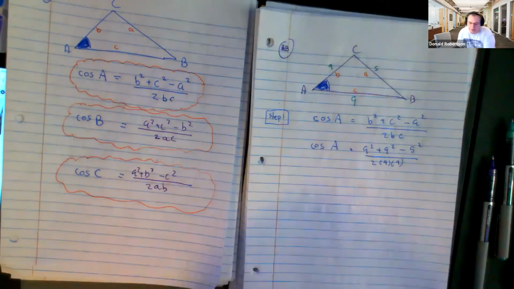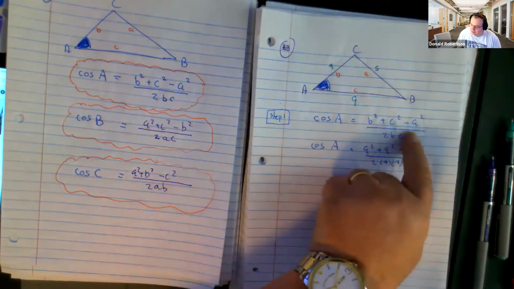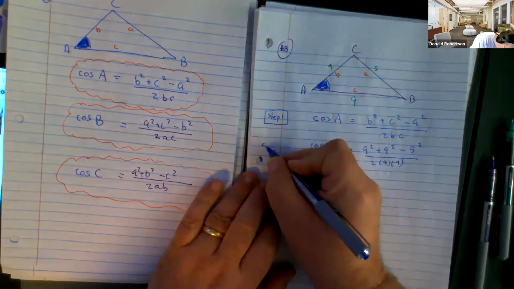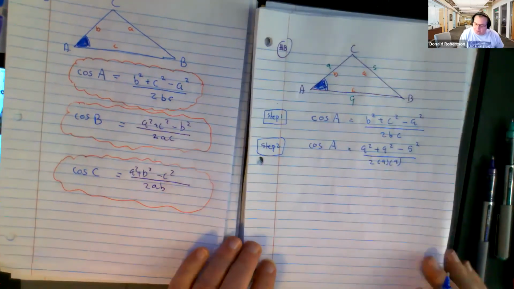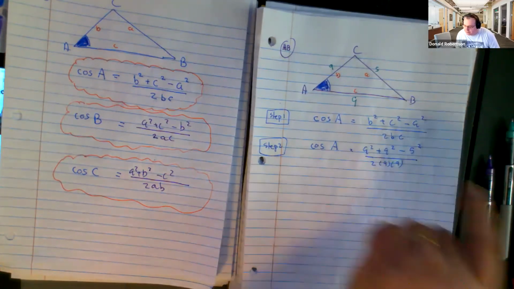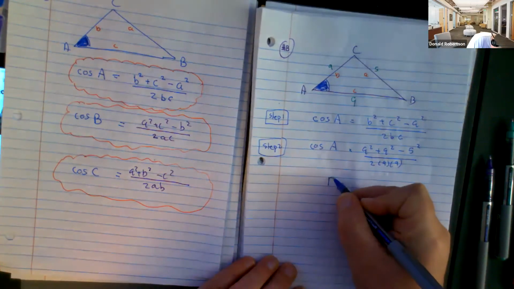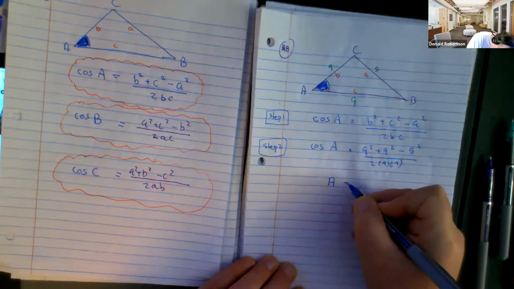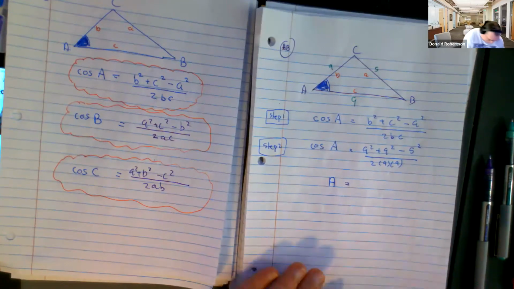Are you comfortable about choosing the right formula? And step 2 is what I've just done: put the numbers in. Now I could calculate that right now. I'm not going to, but I could. I could find out it was about 0.1234. Does anybody want to tell me what I should do to both sides to find A? Take the inverse cosine.